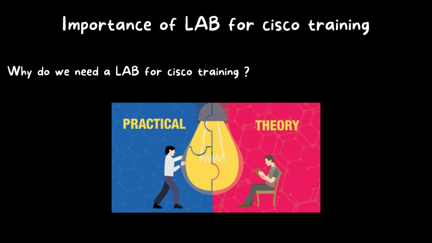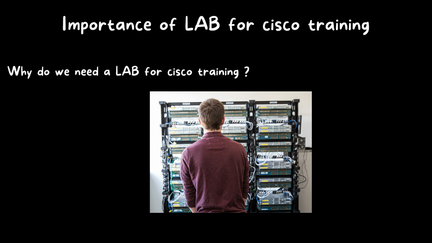Learning a technology in IT includes two parts. One is the theory and the second one is the practical. The theory part can be learned using any online tutorial, referring to some books, etc. The practical knowledge can be gained only by doing the practice in a lab environment. This is why setting up a lab is very important for Cisco training.